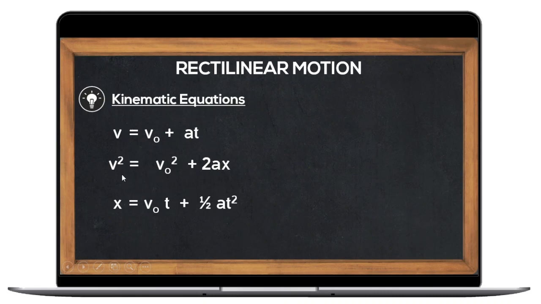Another equation: V squared is equal to V sub O squared plus 2AX, where X here is the distance or the displacement or the total distance covered. Then, another formula: X is equal to V sub O times T plus 1 half AT squared. Again, X is our displacement. V is the final velocity, V sub O is the initial velocity, A is the acceleration, T is for time, and X is for the displacement or the distance covered.